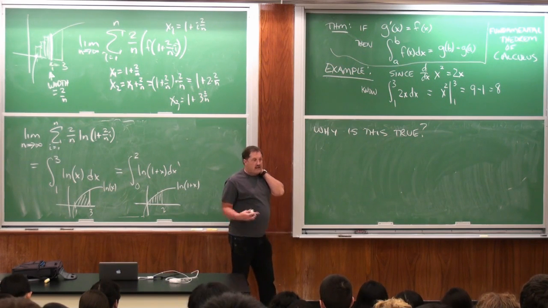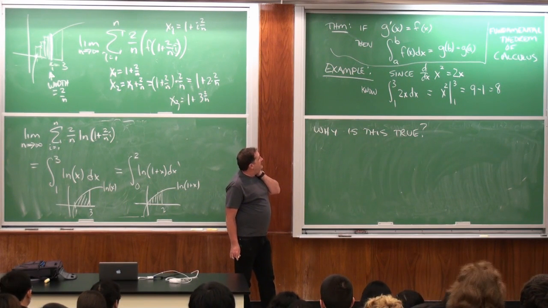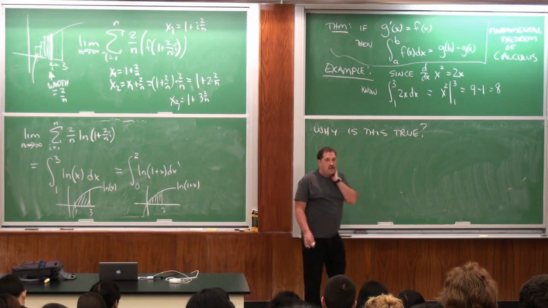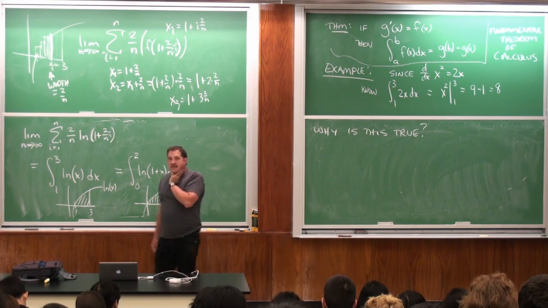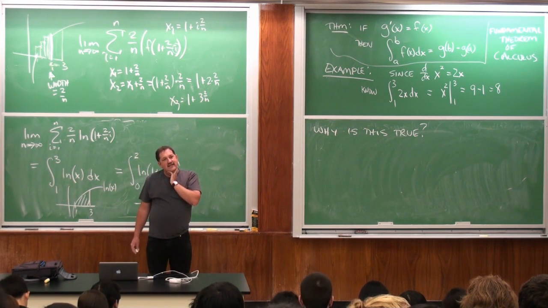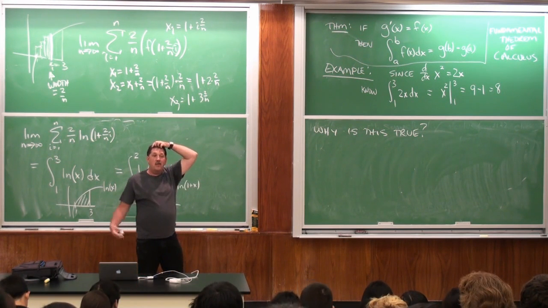Well, we can do it in a fuzzy way. Maybe the fuzzy way is no help. Does anyone have a clue why this is true? Really, nobody? Oh, you do. Okay, fine. Well, that's what the theorem says. Integrals and derivatives are opposite. But why? Right?